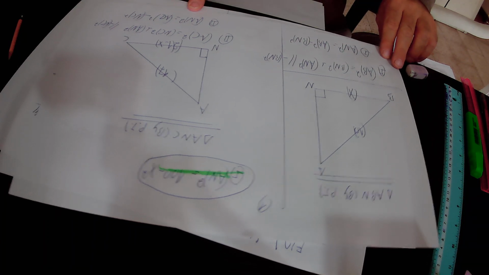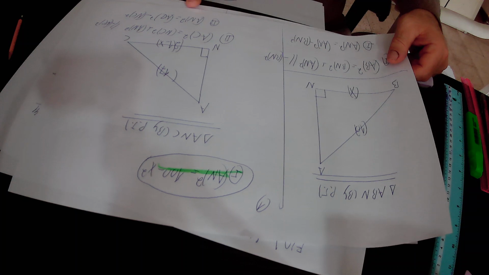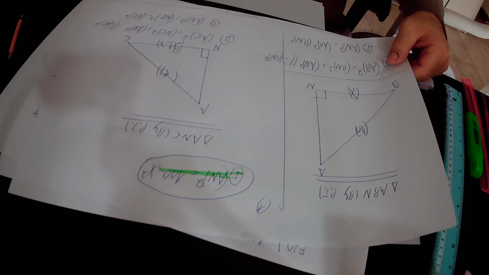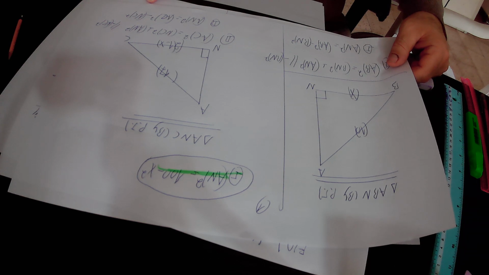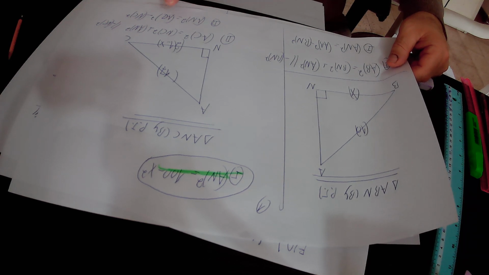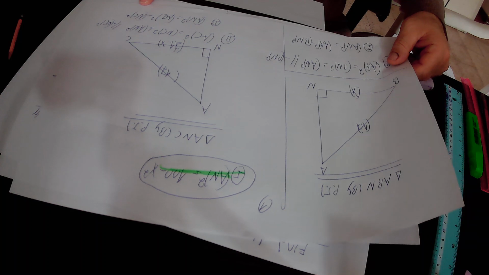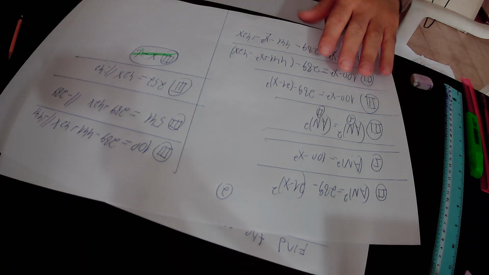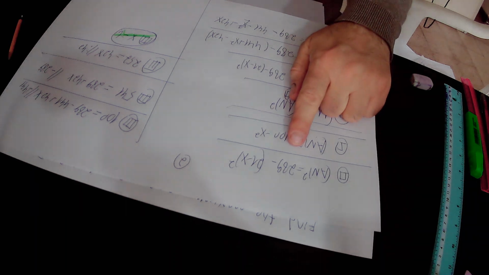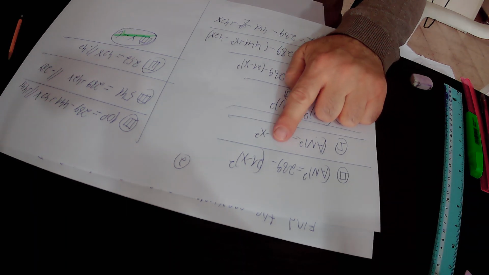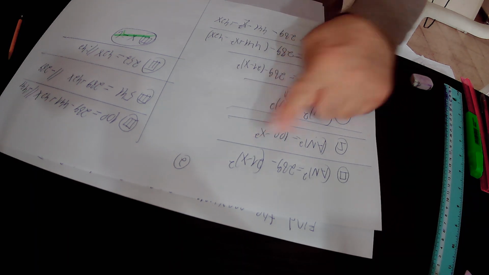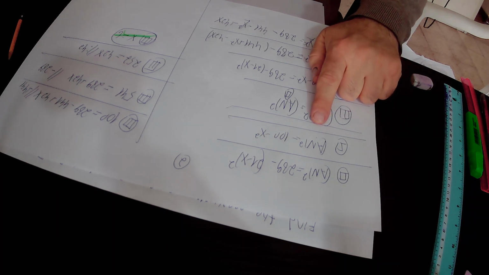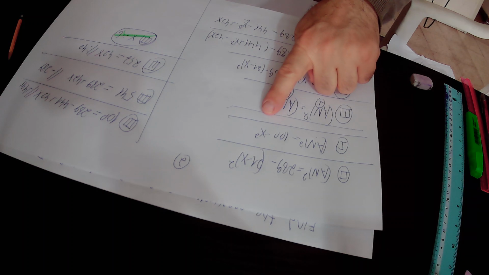AN squared is unknown, and it is equal to AC squared. AC is 17, therefore AC squared is 17 squared, that is 289, minus NC squared. NC is 21 minus X, therefore NC squared is (21 minus X) squared. So in conclusion, according to equation 2, AN squared equals 289 minus (21 minus X) squared, while according to equation 1, AN squared equals 100 minus X squared.